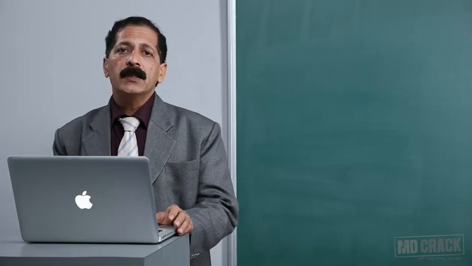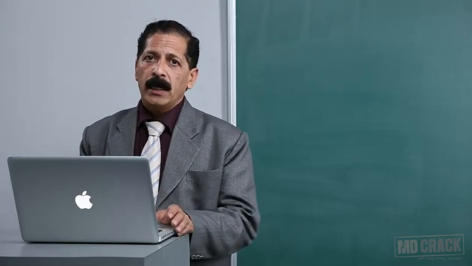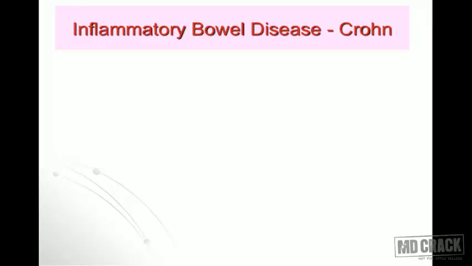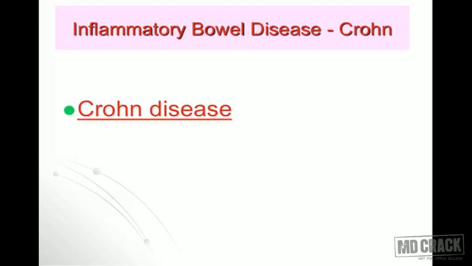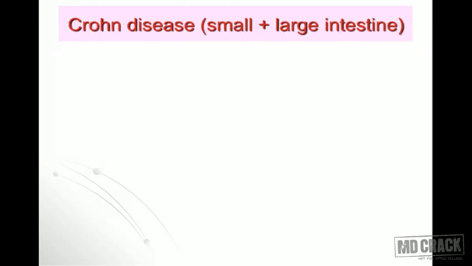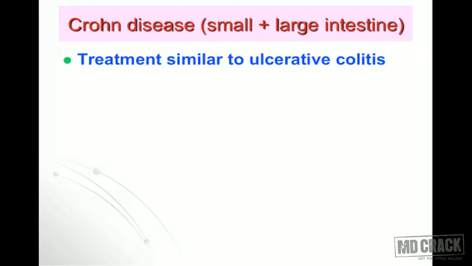Next, we go on to discuss what Crohn disease is and the common principles of management of Crohn disease. In the IBDs, that's inflammatory bowel disease, the second disease is Crohn disease, and as we already said, it affects the small intestine as well as the large intestine. The treatment is similar to ulcerative colitis because it is inflammatory bowel disease. Let's have a look at the slide.